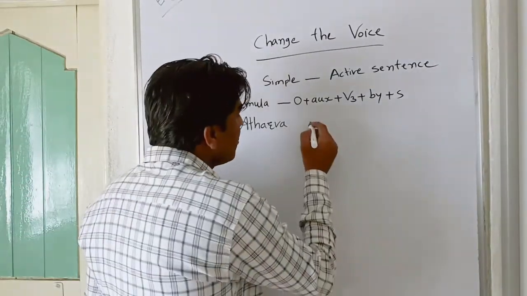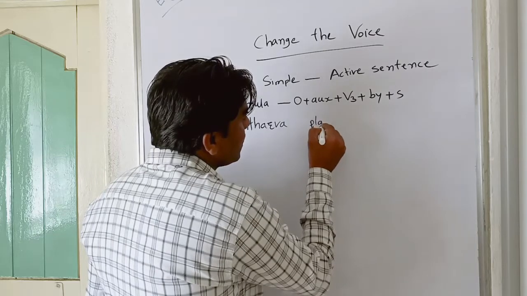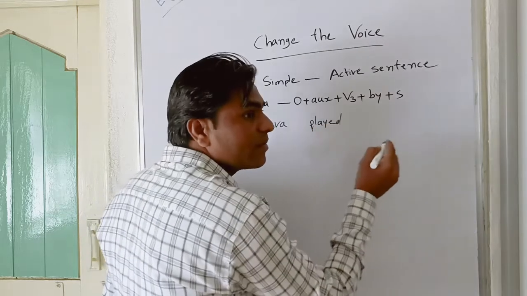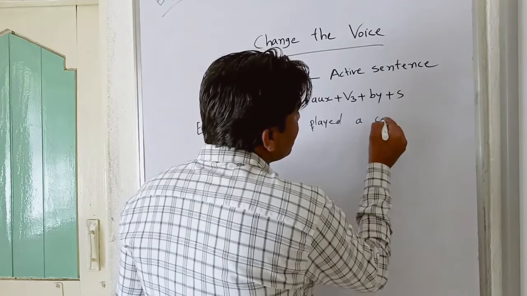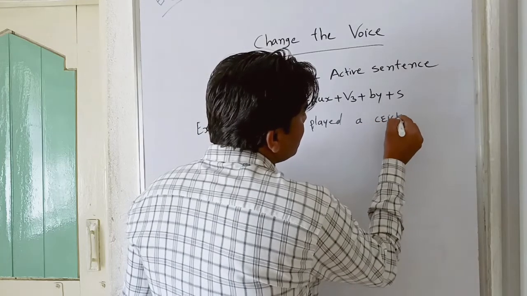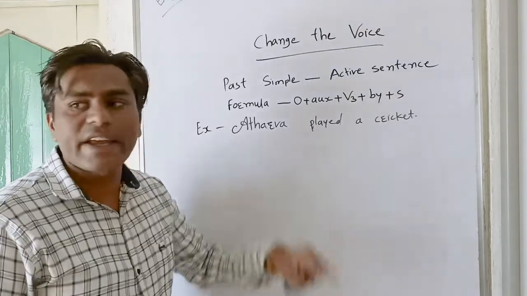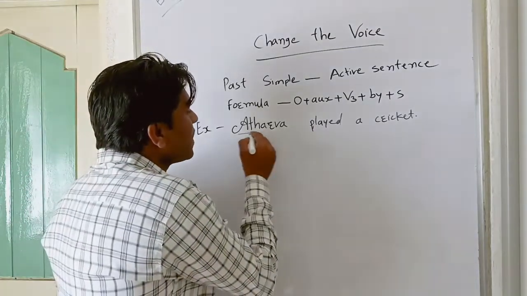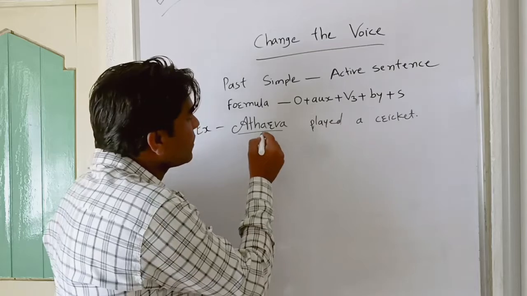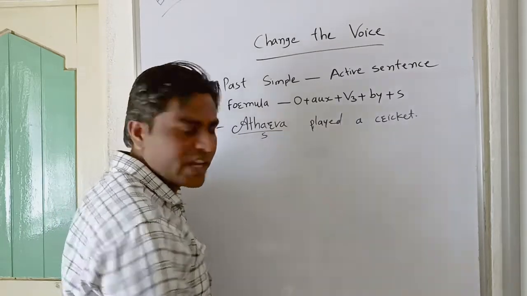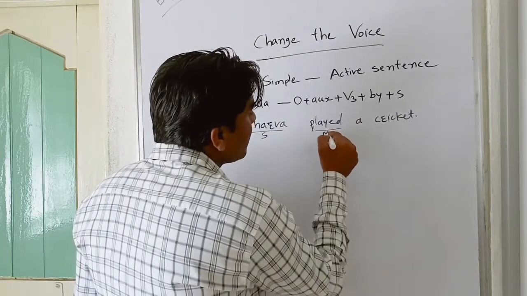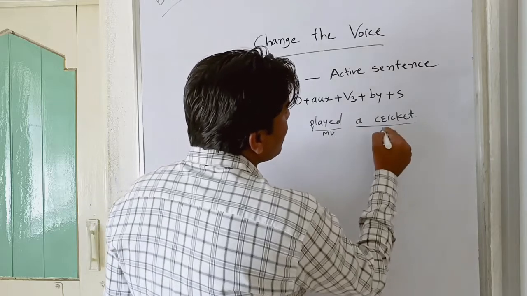Atharva played cricket. Atharva played a cricket. Now see, here is the subject. Here is the subject. It is the main verb and it is the object.